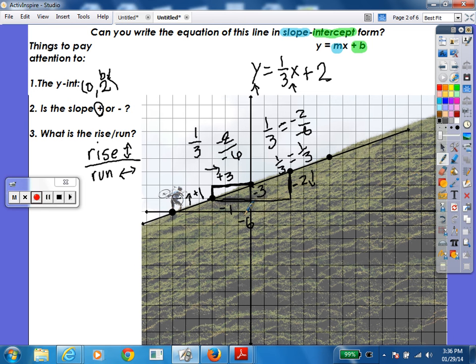Okay, so when you have a graph, this is a really easy thing to do. If I were to just give you 2 points and ask you to do it, a little bit harder, and we're going to talk about how you do that tomorrow. All right, let's go on to the next page.